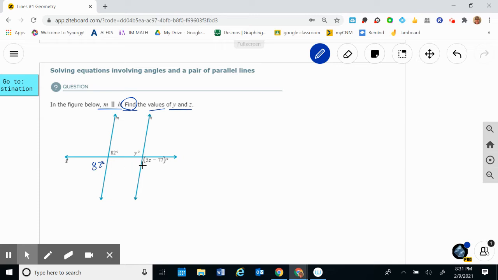Okay? I also know that corresponding angles are congruent. So that's 82. That means these are vertical. That's 82 degrees. Okay. Maybe that helped, maybe it didn't. I don't know, but I did it anyway.